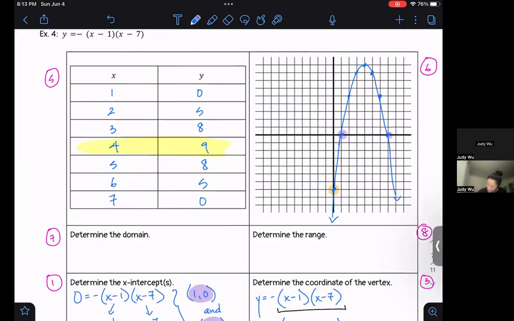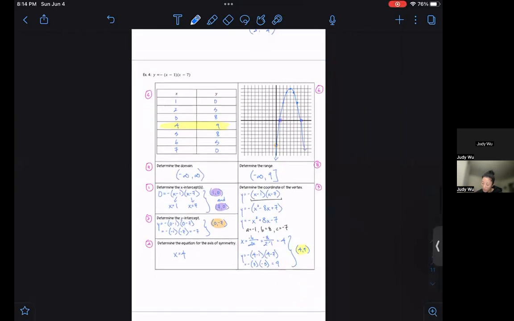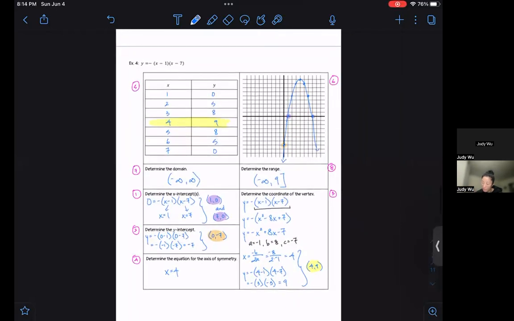Home stretch here. Domain is every real number from negative infinity to positive infinity. And the range, well, I actually start as low as negative infinity, but there's a cap on how high I go. That cap in this case is 9. So we have a 9 at the right end, and we use a bracket to show that we're including 9 as a value. Okay? Let's zoom on out so we can see this whole question on one page.